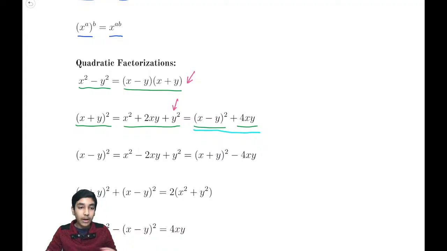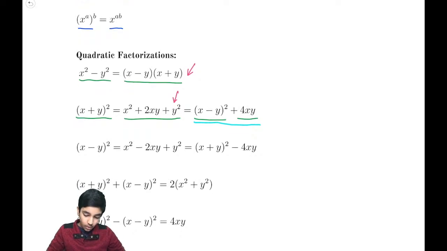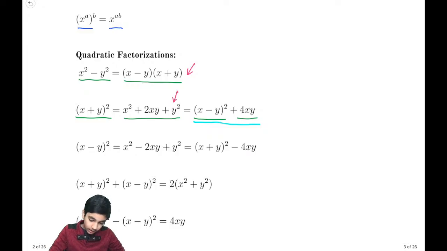Because you can think about (x plus y) squared as (x minus y) squared plus 4xy. But you don't need to memorize this. You should just be aware that it exists, because in some problems, you might want to relate (x plus y) squared and (x minus y) squared. So it's always a good thing to know. We also have that (x minus y) squared is going to be equal to x squared minus 2xy plus y squared, which is equal to (x plus y) squared minus 4xy.